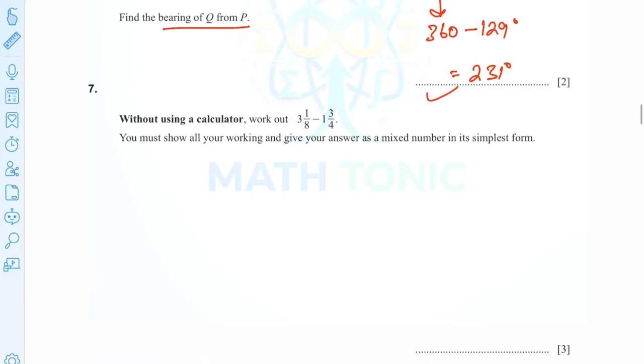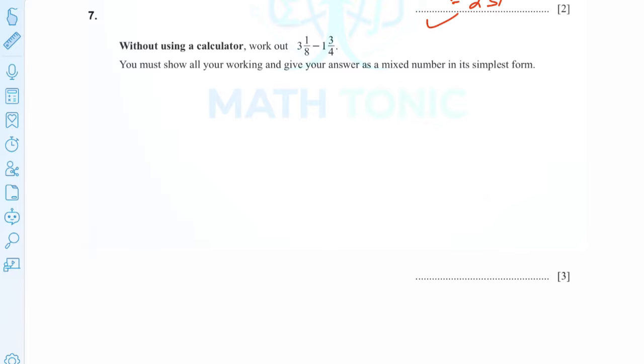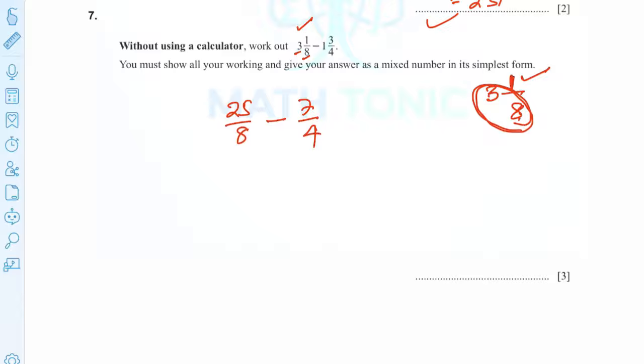Question number 7. Without using a calculator. Okay, this is a simple question. I hope all of you know how to convert a mixed fraction to an improper fraction. So first I will do 8 times 3, which is 24, plus 1, 25 over 8, minus 4 times 1 is 4, plus 3, 7 over 4. If you don't understand, please check this. When I say 3 whole 1 over 8, that means you have to multiply these two numbers and add 1. 8 times 3 is 24, plus 1 is 25 over 8, and the second one is 7 over 4.